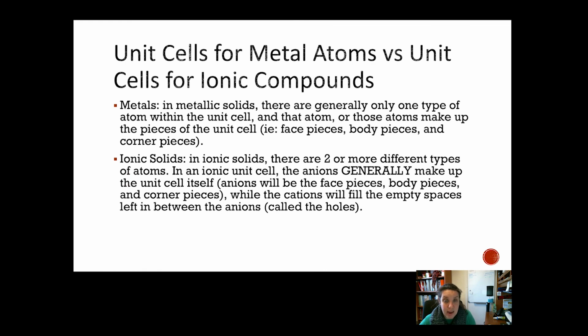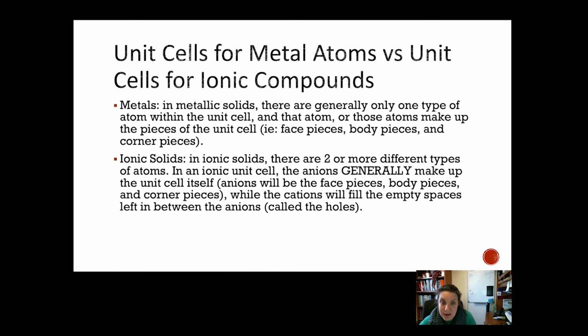So with our anions, they will always take up the spaces of the unit cell packing arrangements that we've seen so far. So the unit cell will be made up of anions. We'll either have a face-centered cubic structure for anions, body-centered cubic structure for anions, or primitive cubic for our anions. And then what's left over is spaces where the cations can fit in. These empty spaces are called interstitial holes or just holes. That's the empty space left over by our anions, and that's where the cations themselves will fit.